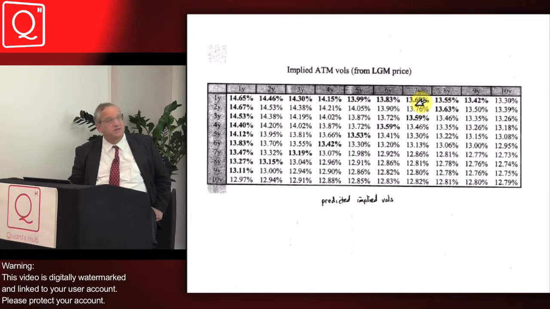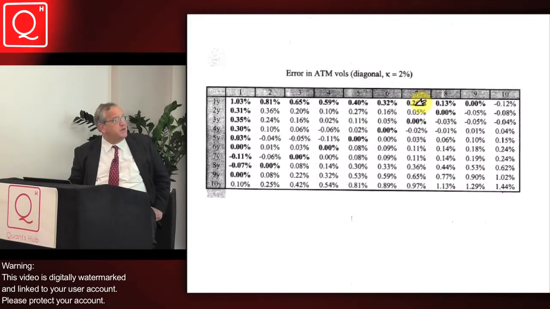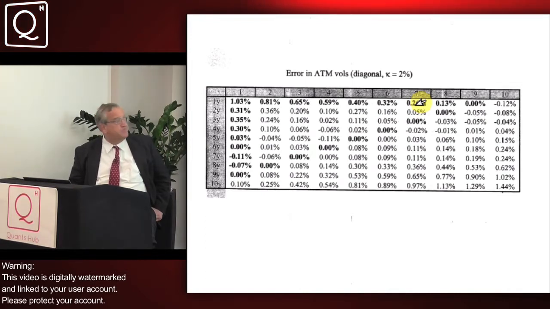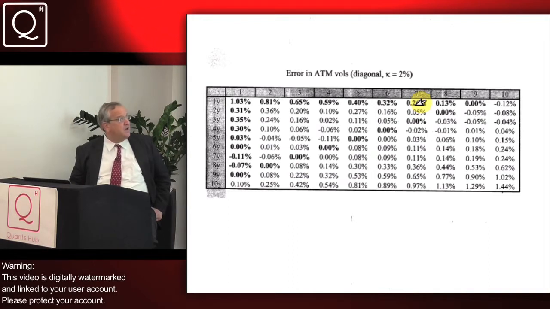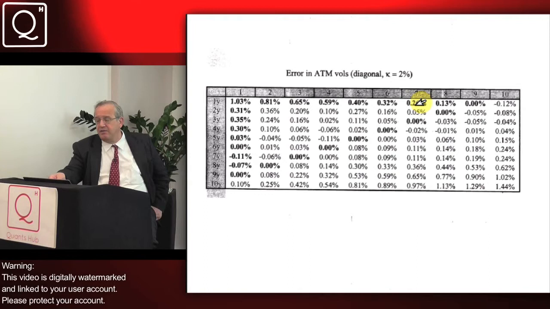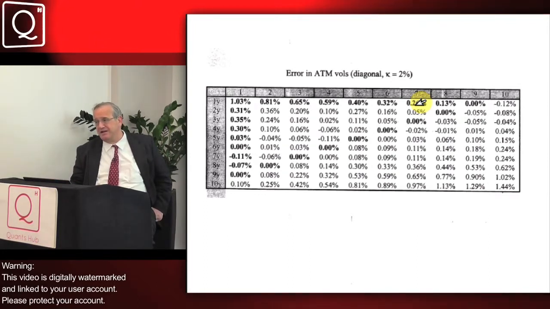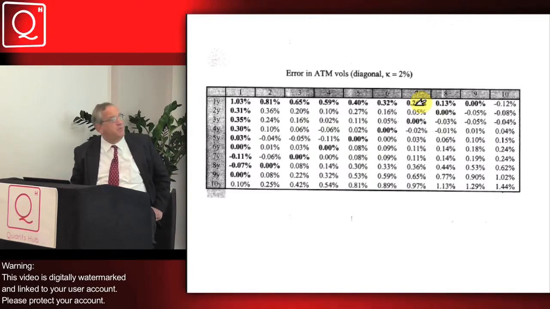And now you know what comes next. We take these theoretical prices, we subtract the prices we started with, and this is the error in the swaption prices for all the swaptions in the matrix. And if we look at this, we have this warm and fuzzy feeling. Along the diagonal where I calibrated, of course, there is no error in the implied volatilities because I calibrated those, so the error is 0.